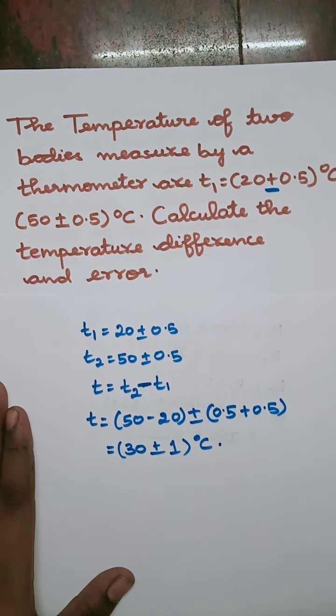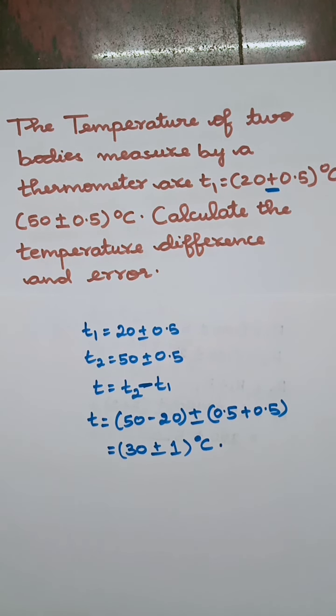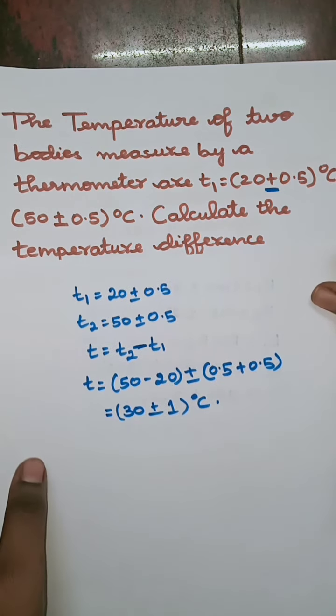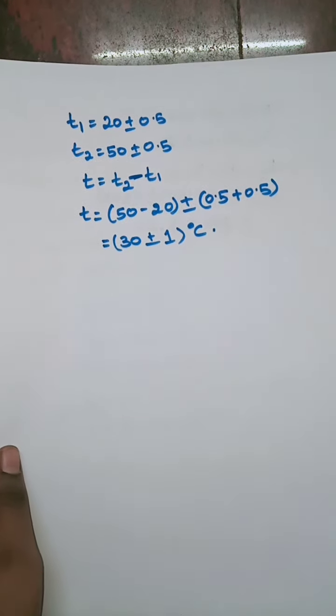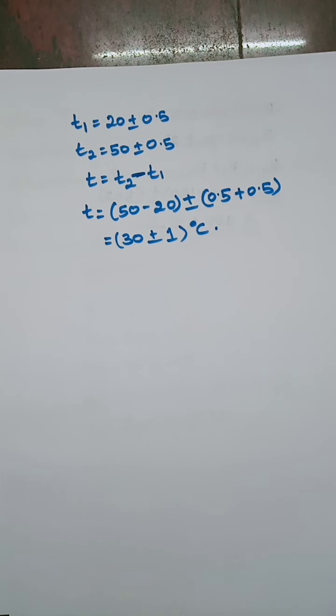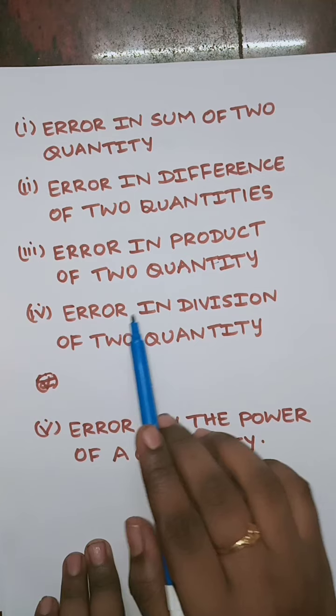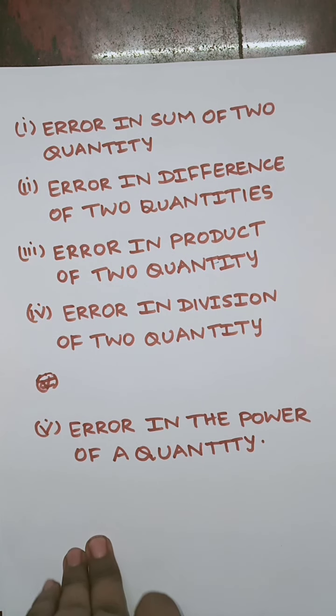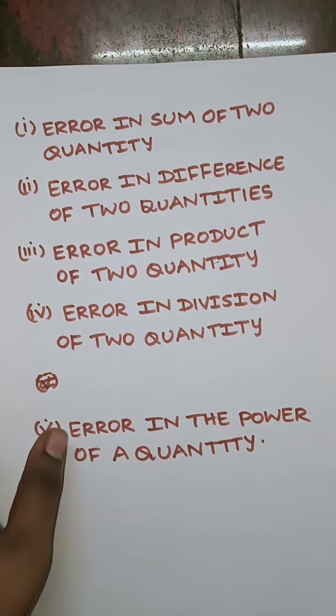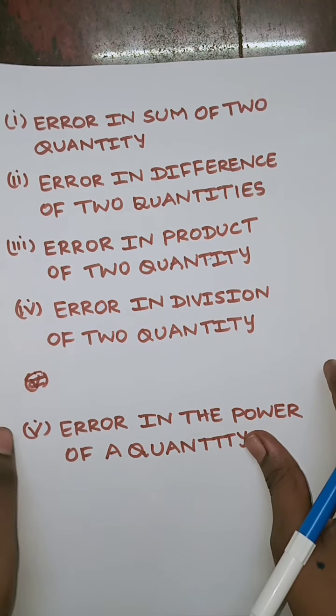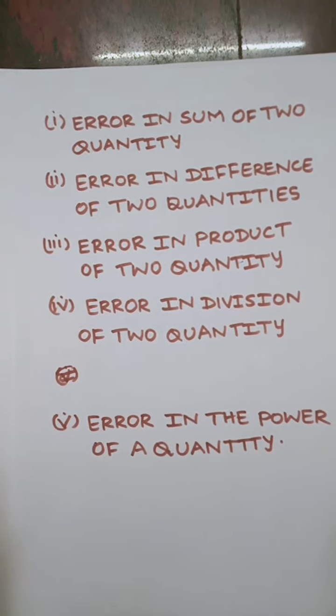First, you have to find which category the problem belongs to, then you have to solve it. If it is a sum, then you have to do it in one manner. If it is a product, then you have to do it in a different manner. Then the next category is if there is an error in the product of two quantities or in the division of two quantities. The same formula, same pattern you have to follow. I will show you how to solve by using a problem.